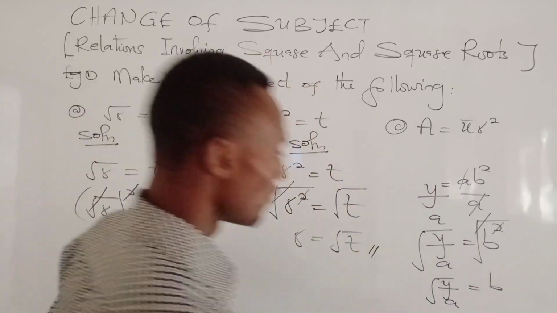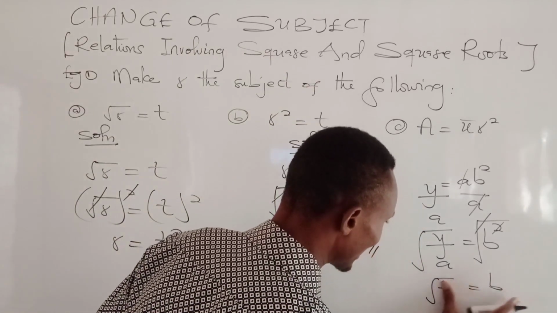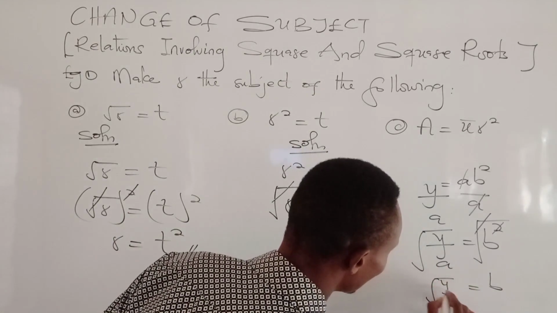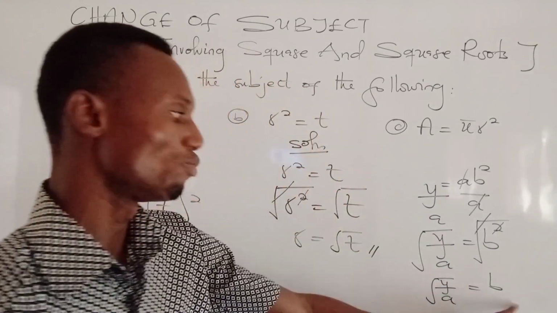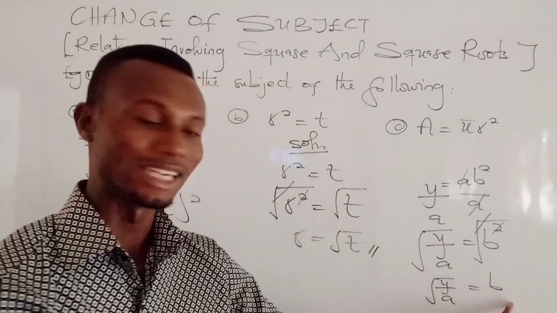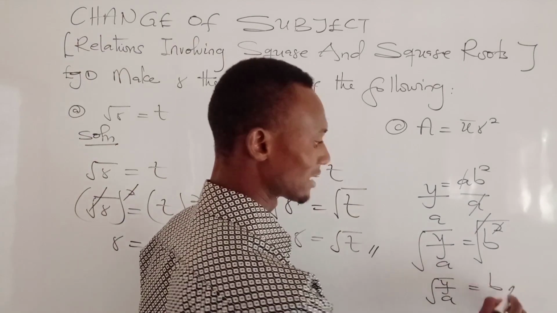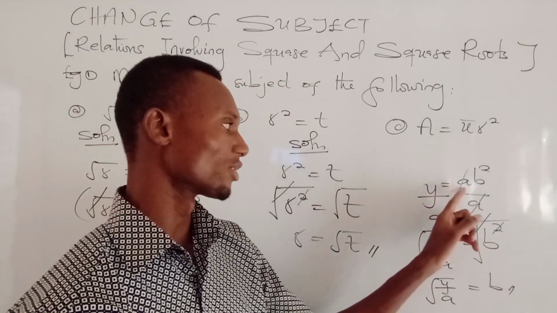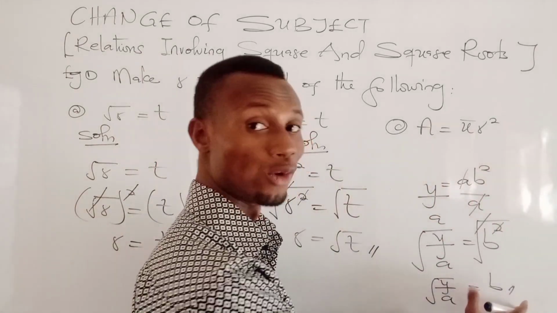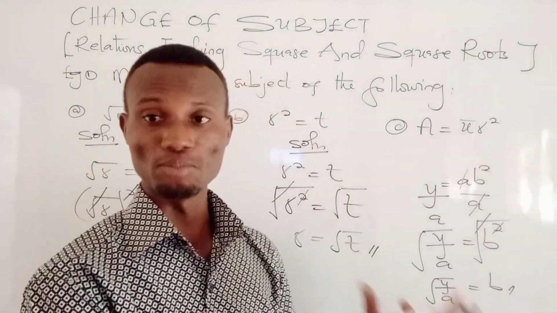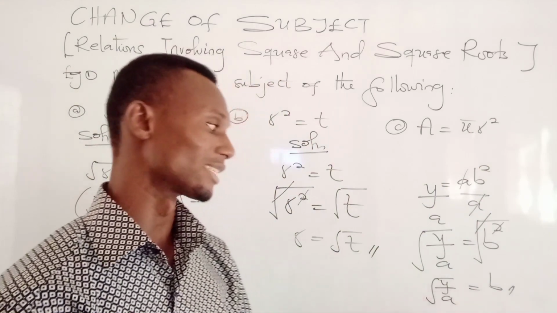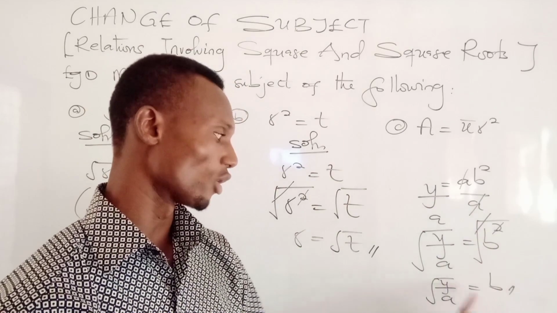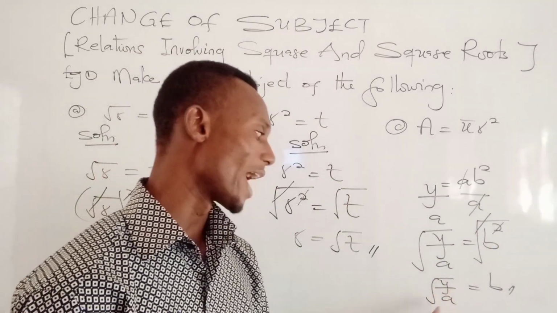Let me clean it and write it all. So we've made b the subject. I have the square root of y over a equals b. You can see that b is standing alone now. So this is the answer for making b the subject of the given equation, which is y equals ab squared. So our b equals the square root of y over a.